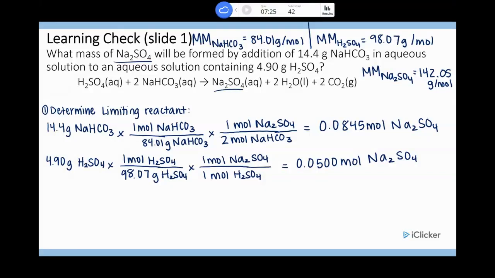So the first step, determining the limiting reactant. We've calculated molar amounts of sodium sulfate produced with each reactant. We see that the amount of sulfuric acid produces less sodium sulfate. So that means sulfuric acid is our limiting reactant. Sodium bicarbonate is in excess.